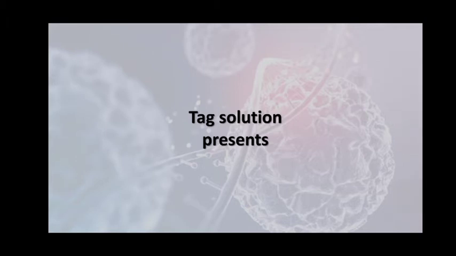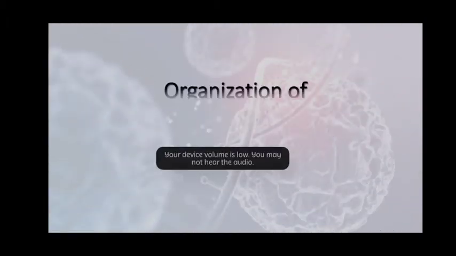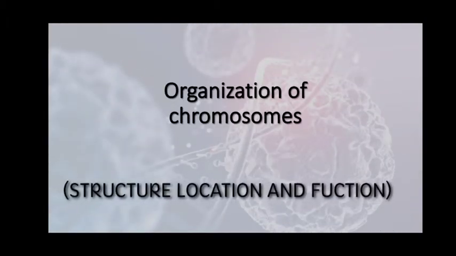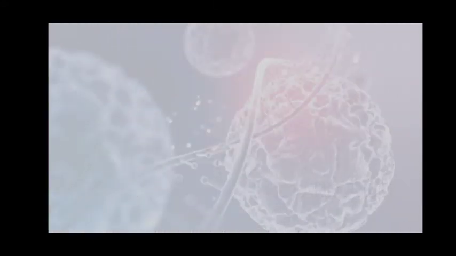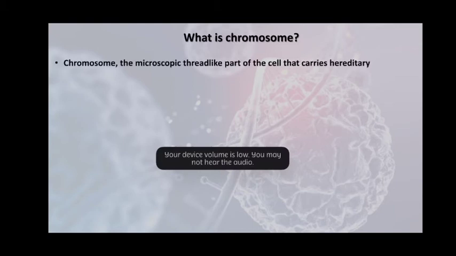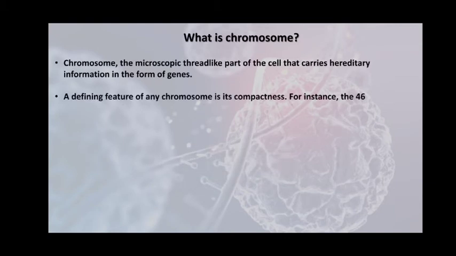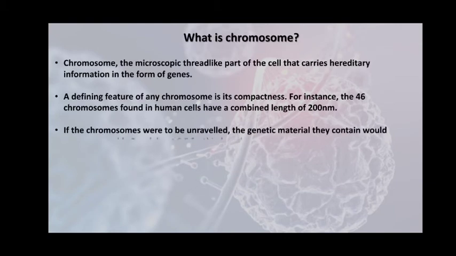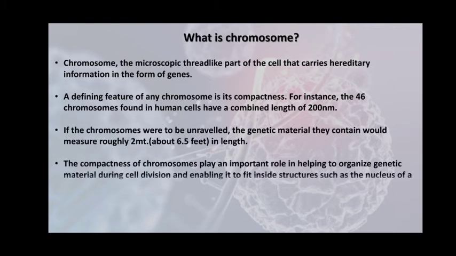Today we are presenting a brief discussion on chromosomes, their structure, their location and their functions also. Now what is a chromosome? A chromosome is a microscopic thread-like part of the cell that carries hereditary information in the form of genes. A chromosome is a DNA molecule, deoxyribonucleic acid, with part or all of the genetic material of an organism.